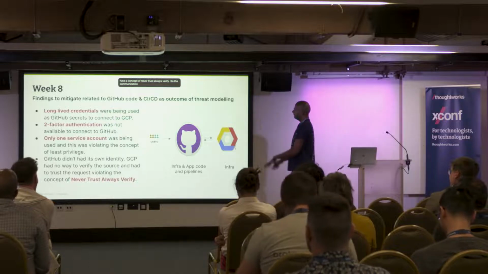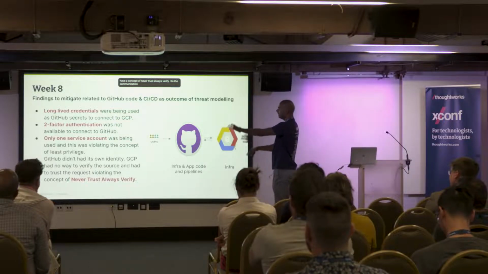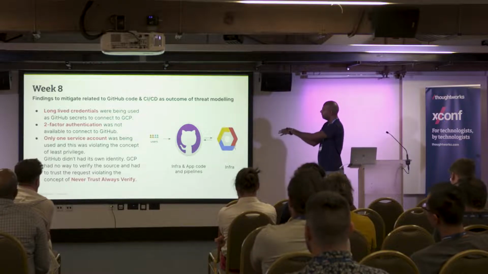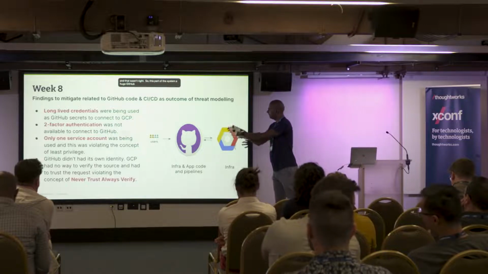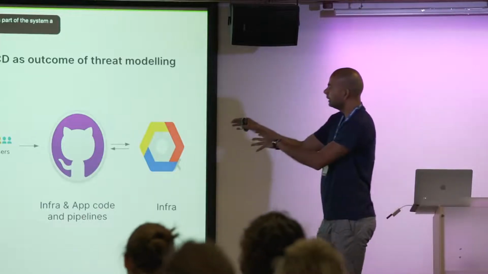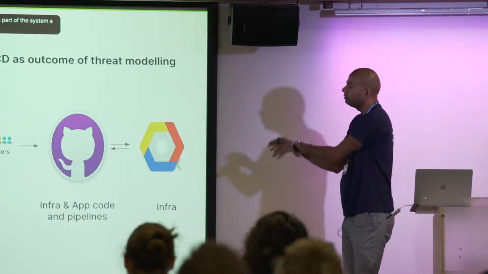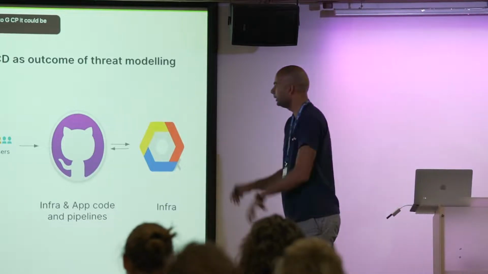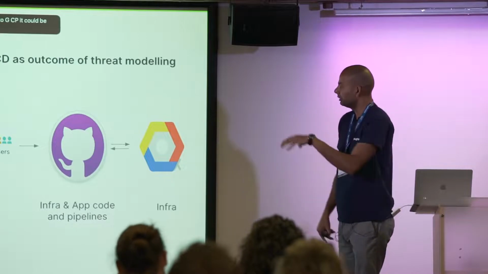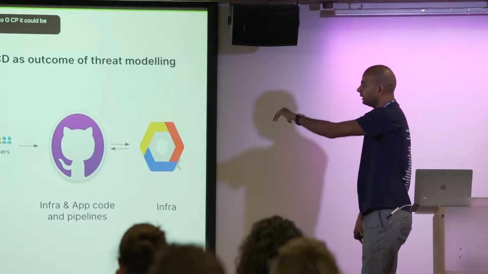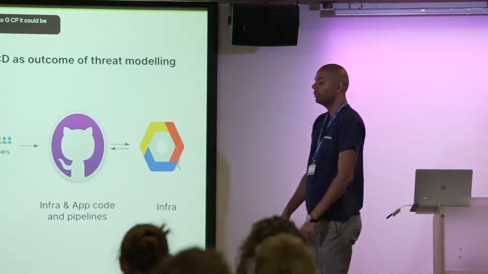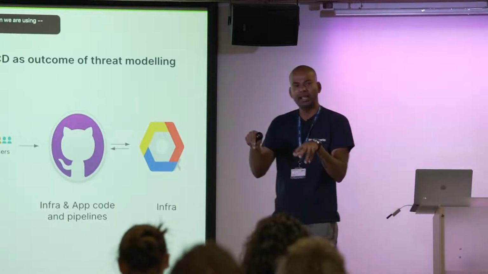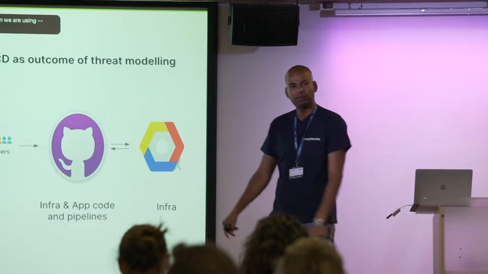So in this part of our system, a user connects to GitHub, just as an example, it could be any other version control system. And then GitHub connects to GCP, it could be any other cloud provider, but in our case, it was GitHub and GCP. This part of the system, where the user connects to GitHub and GitHub connects to GCP, had to be fixed because it fell into the mitigate part of our quadrant.